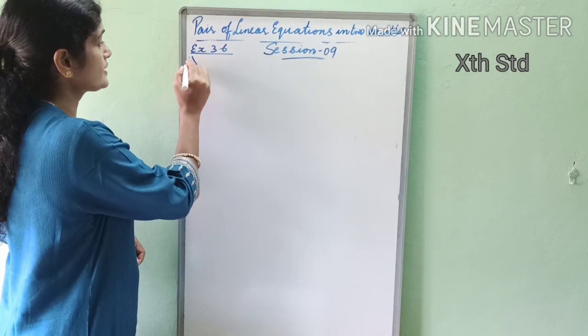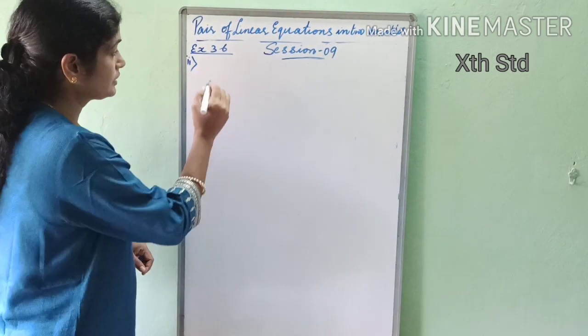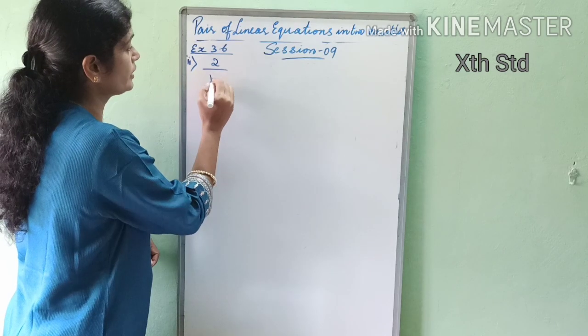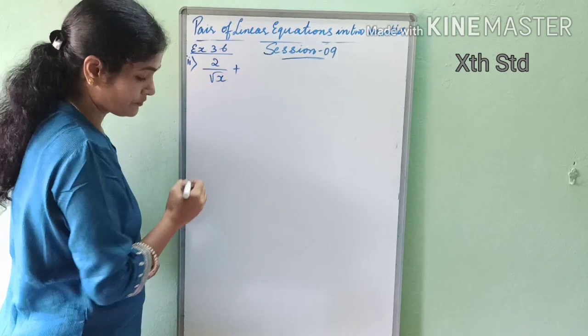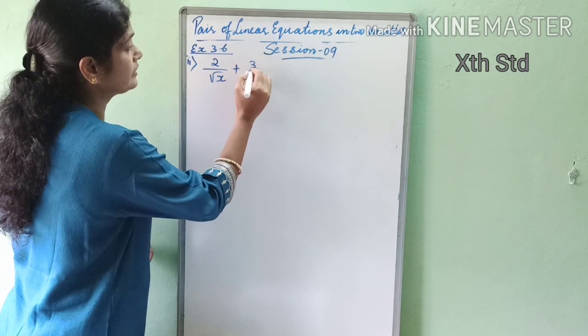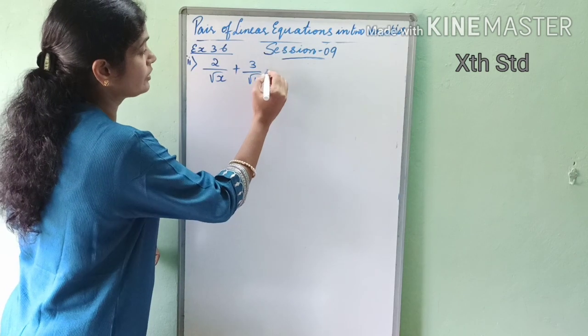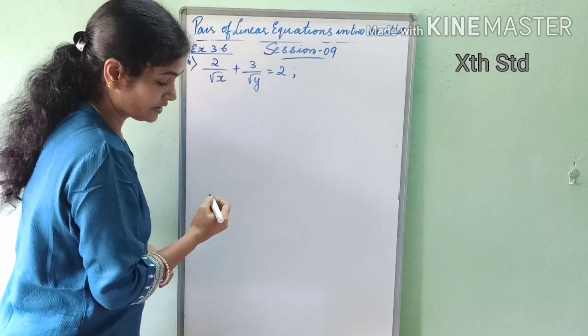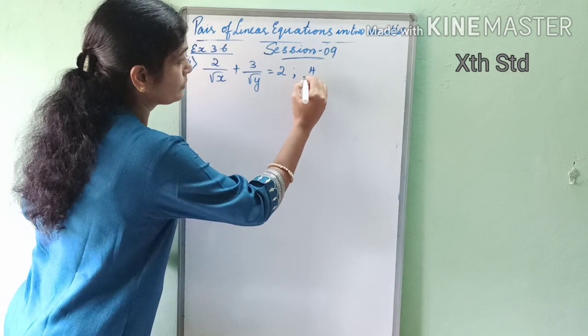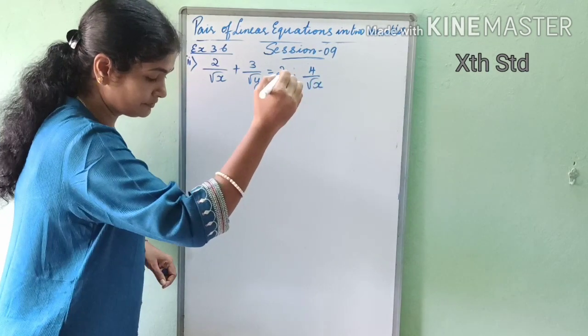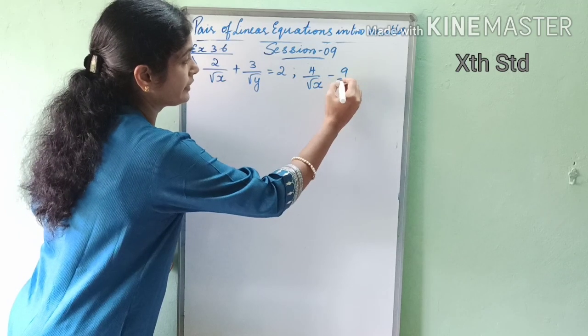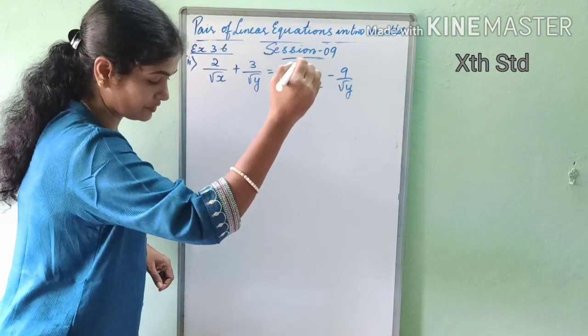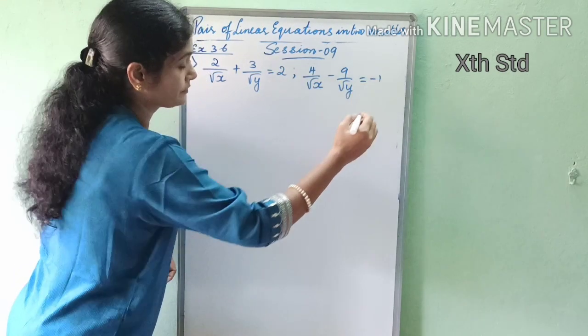Moving on to the second bit. 2 by root x plus 3 by root y is equal to 2. First part of the first equation. Then the second one is 4 by root x minus 9 by root y is equal to minus 1.